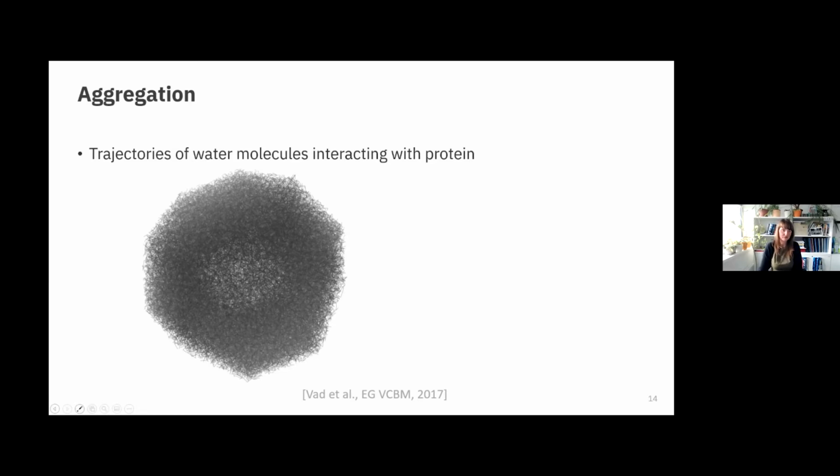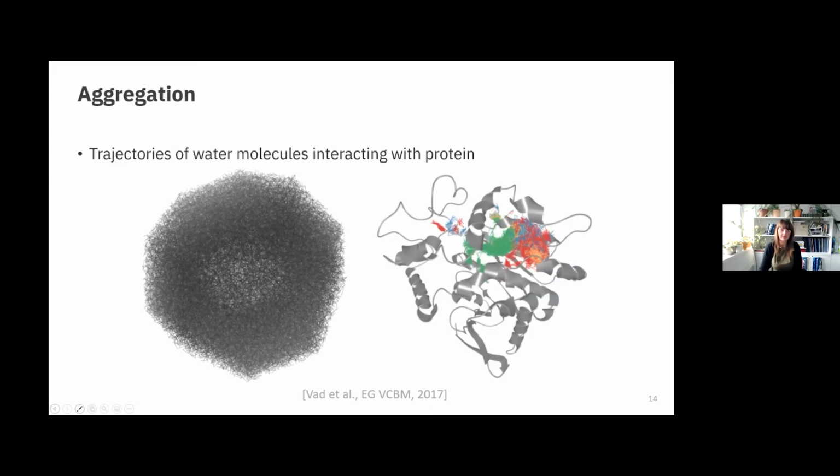In fact, only a very small subset of these trajectories was actually important and interesting for the biochemist, because most of the waters never entered the inner part of the protein. The protein, by the way, is hidden somewhere here in the hairball. It's not even visible. So only some trajectories were important and interesting for the biochemists. But even here you can see that this representation doesn't tell us much.